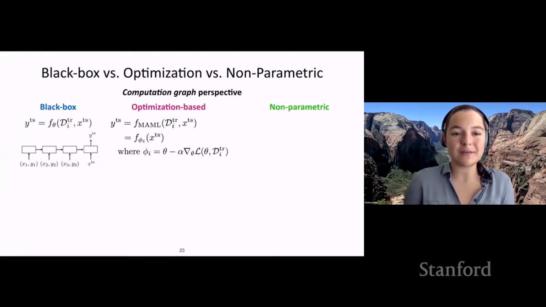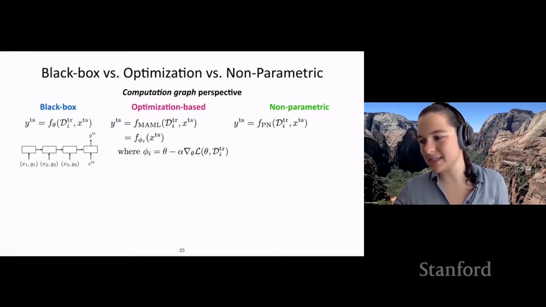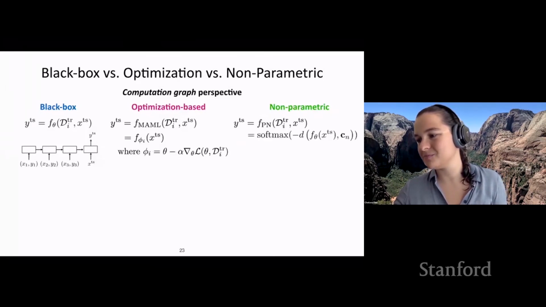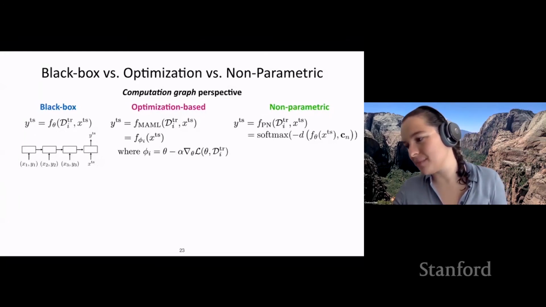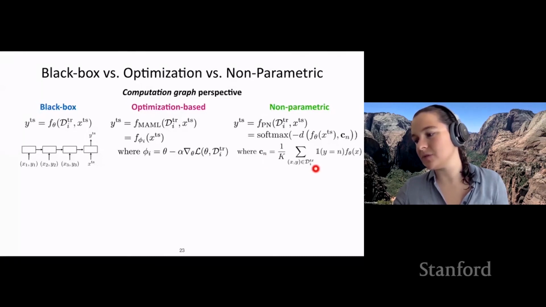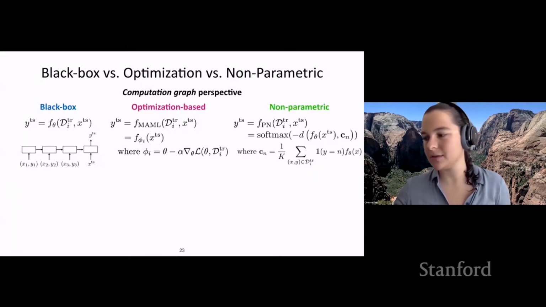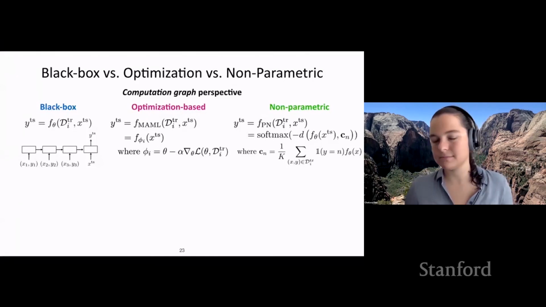Non-parametric methods can also be cast inside this perspective of a computation graph where you have a training data set and test input, and the way that this prediction is produced is basically comparing the embeddings of your test example and your prototypes. And each of these prototype examples is computed using your training data set. It's computed using the average of all the embeddings in that class.